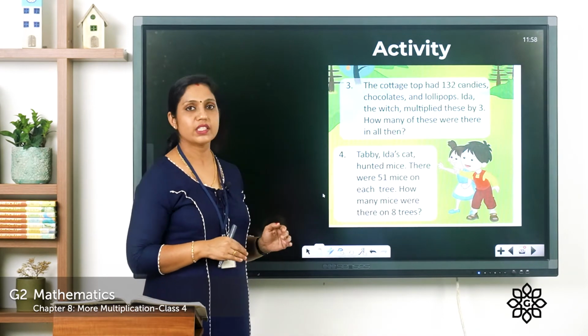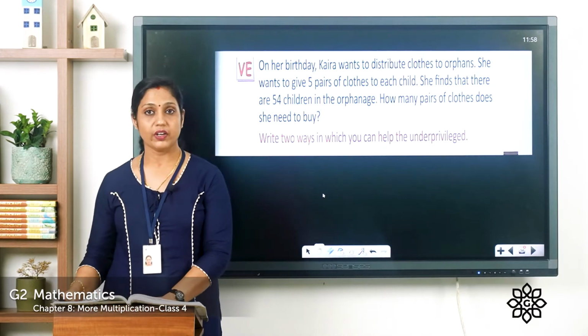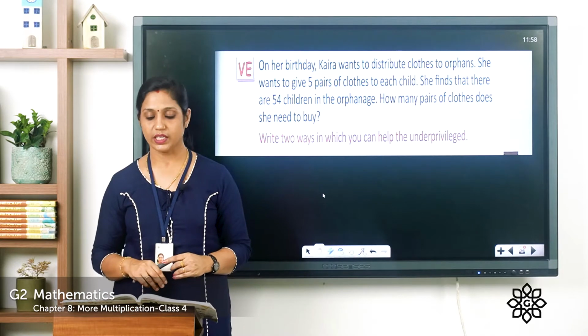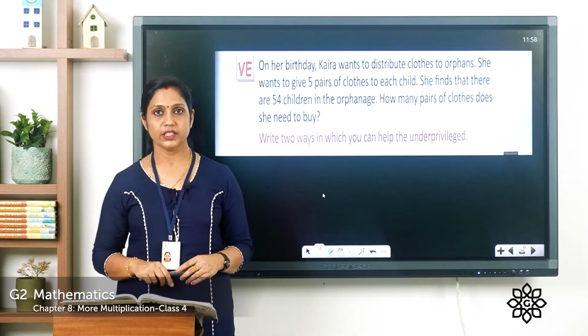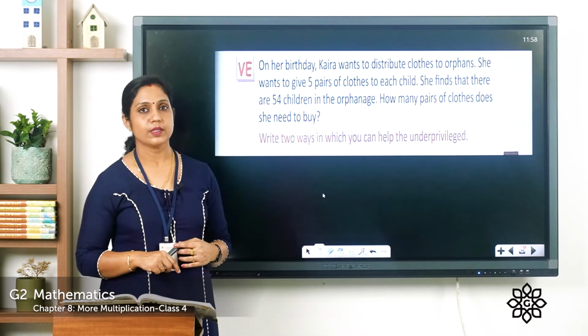So both of these questions are an activity for you. Now under that, on page 123, below that you can see, on her birthday, Kara wants to distribute clothes to orphans.